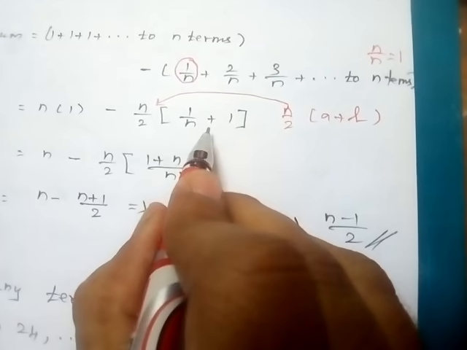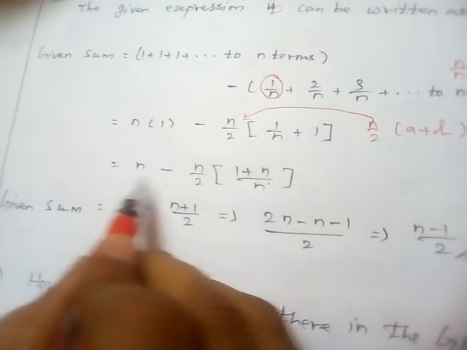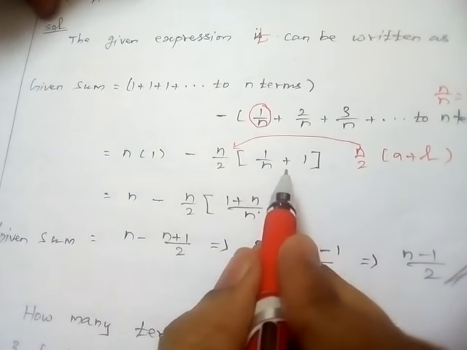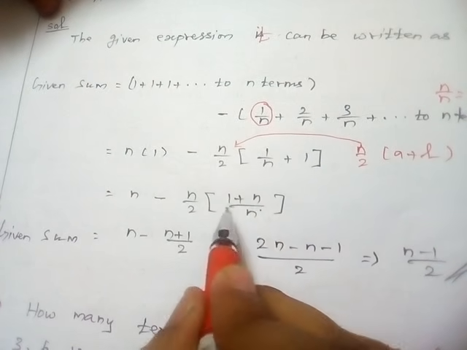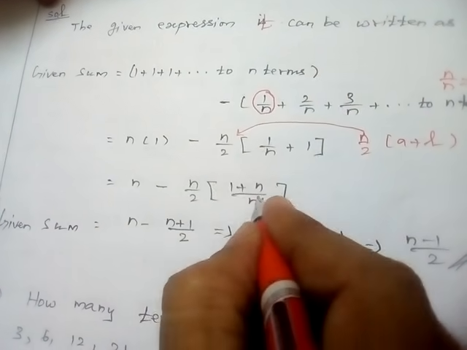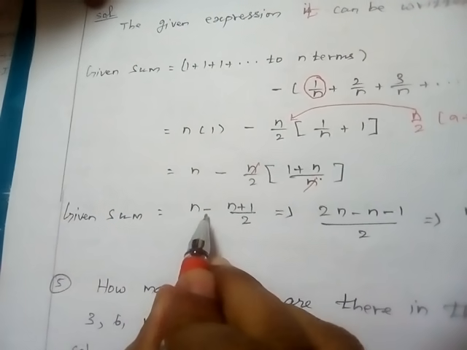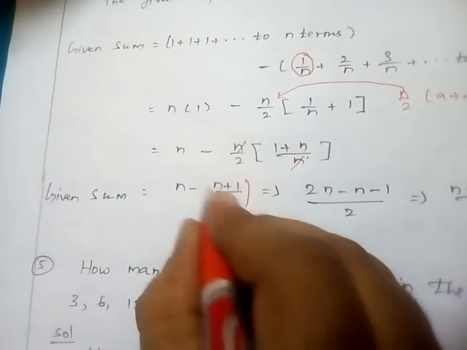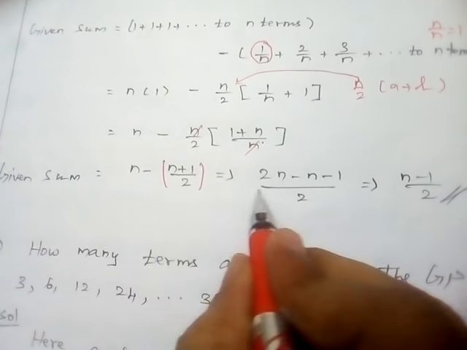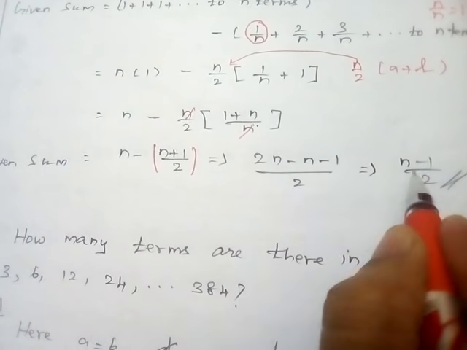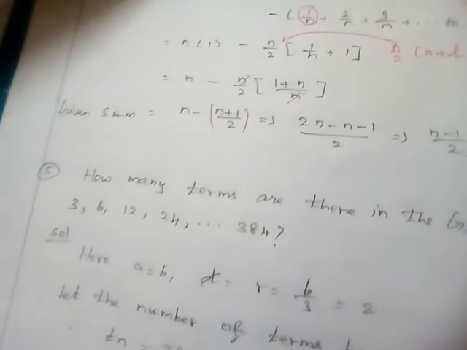So using these values and simplifying, we have n minus n by 2 into, taking the LCM, 1 plus n whole divided by n. Then n will be cancelled. So n minus n times n plus 1 divided by 2. Taking the LCM, 2n minus n minus 1 divided by 2. Therefore the answer is n minus 1 by 2.